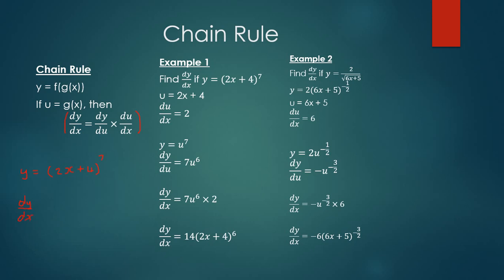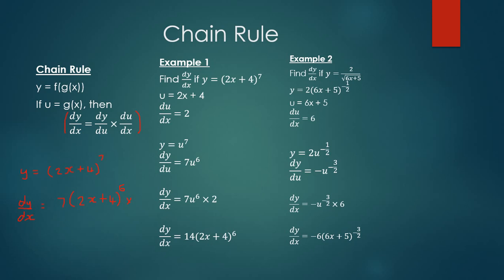So basically we apply the power rule, so we multiply by the power, so we have 7, we rewrite whatever is inside the bracket, 2x plus 4, we subtract 1 from the power, remember it's just basically the power rule, times the derivative of inside the bracket.